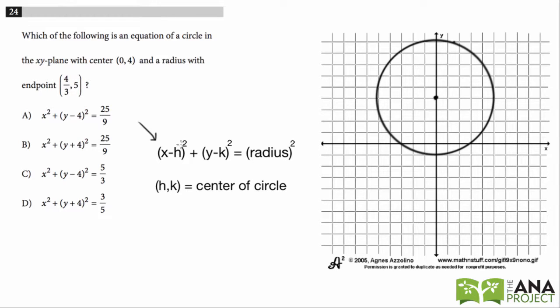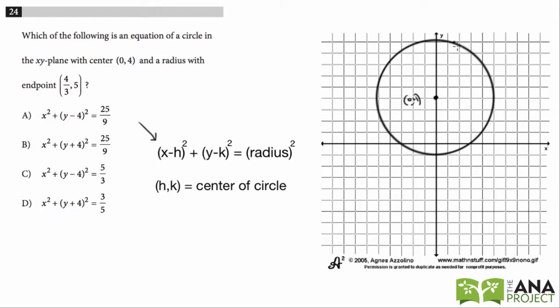(x minus h) squared plus (y minus k) squared equals radius squared. And the center of the circle is (h, k). So if h and k were 0, 0, then the center of the circle would be the origin. In this problem, the center of the circle is (0, 4). So 0, up 1, 2, 3, 4. Here's the center of the circle at (0, 4).